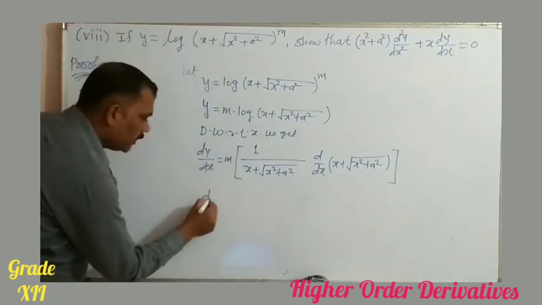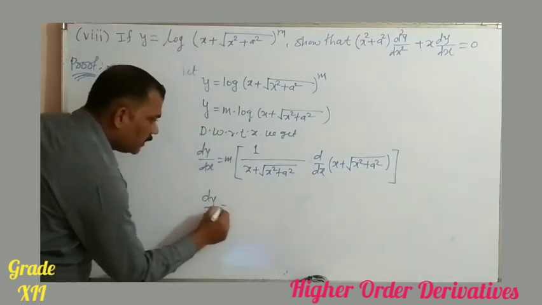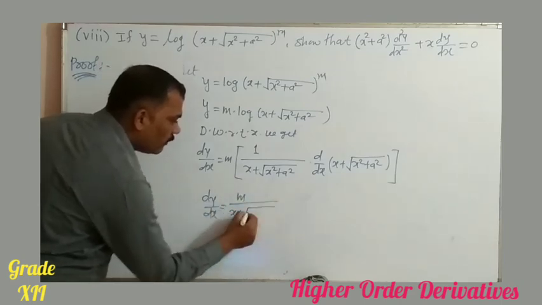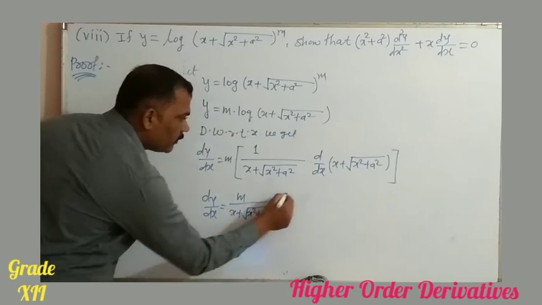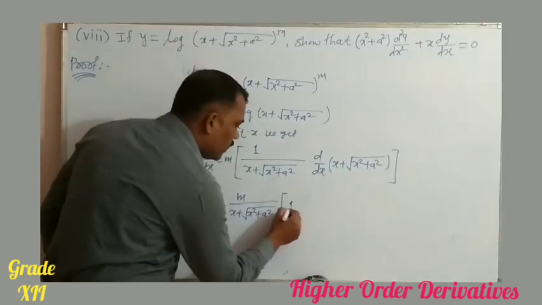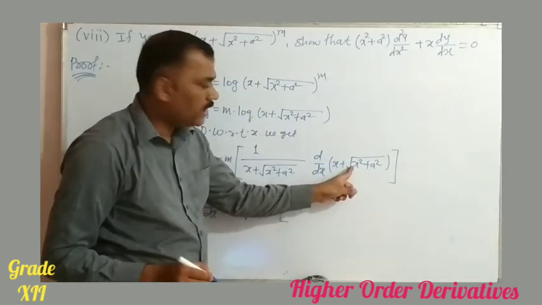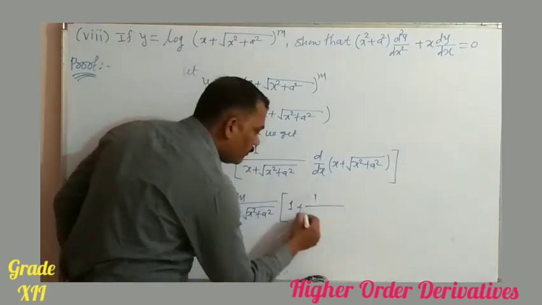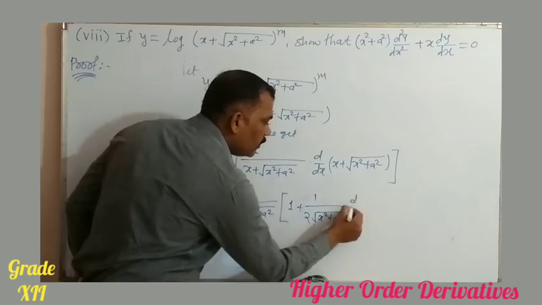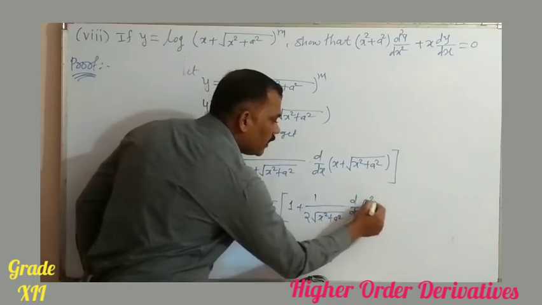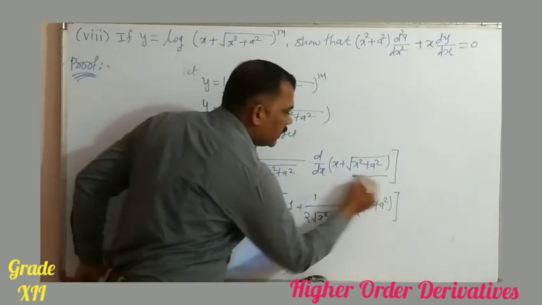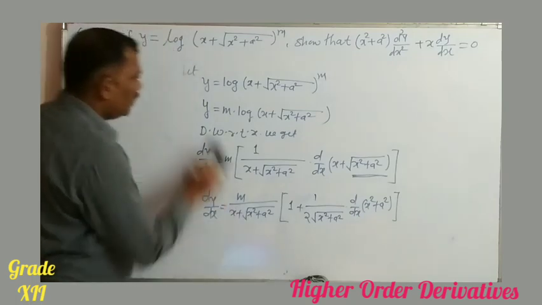So what we have to get is dy by dx equal to m divided by x plus root of x square plus a square, into, first we have to take the derivative of x, it is nothing but 1, plus, next we have to take the derivative of the root. What is the derivative of root? 1 upon 2 times root of x square plus a square into d dx of x square plus a square. For only this second term we have to take the derivative in this way.